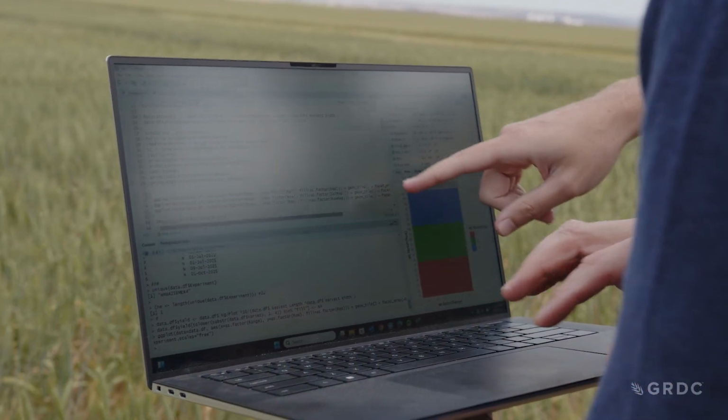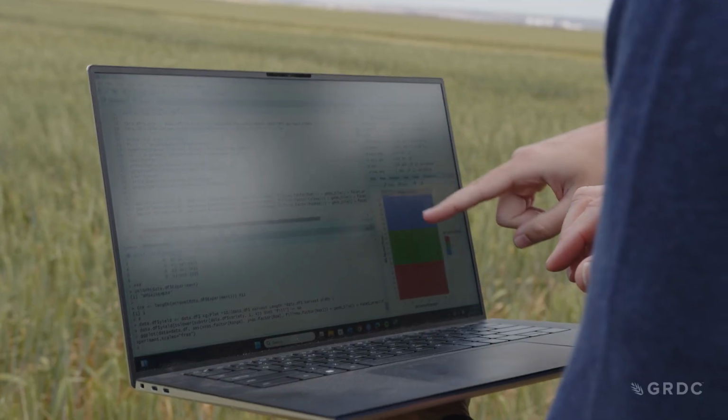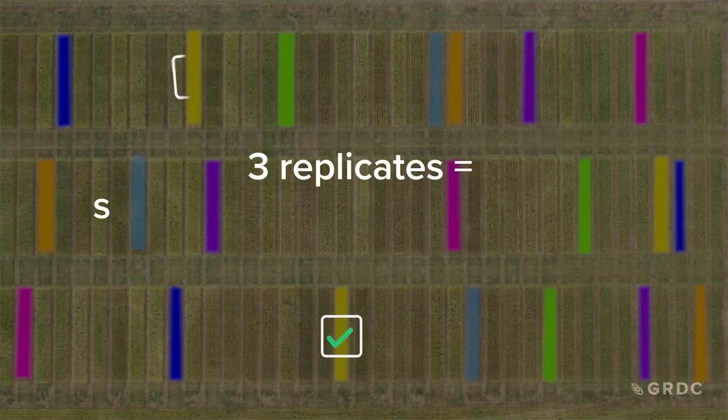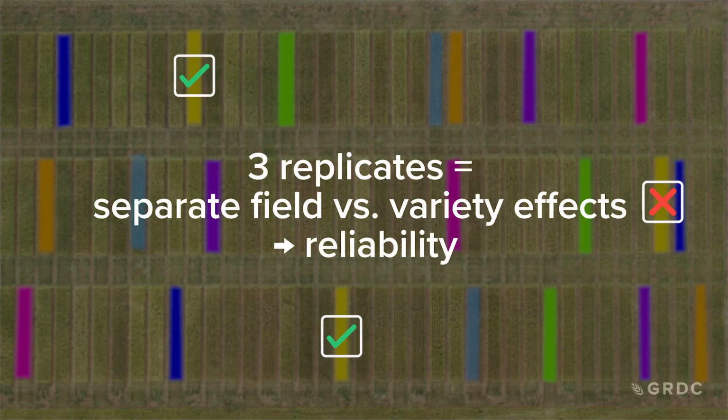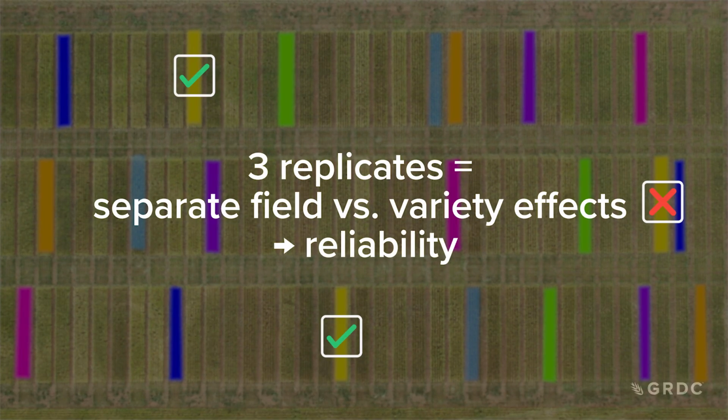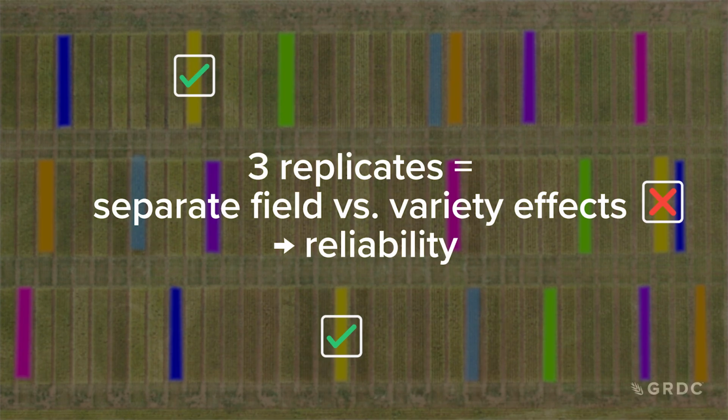And using this, we can tell if, for example, the first column block is yielding very well and then the other 2 aren't. We can use our blocking design to really nail down and separate this field effect from the actual variety effect. And this way we can tell whether the varieties are performing well or whether they're just in a good part of the field.